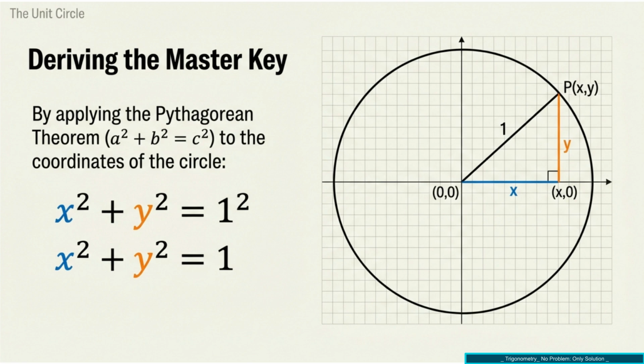Okay, so the question is, how do we determine if the point is on the unit circle or not? Well, we can derive the master key equation by applying the Pythagorean theorem to any point on the circle, resulting in x squared plus y squared equals 1. That's it, simple as that.